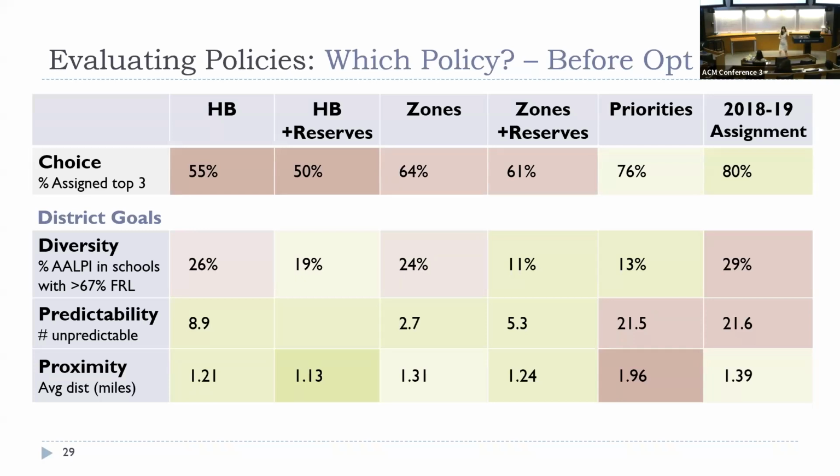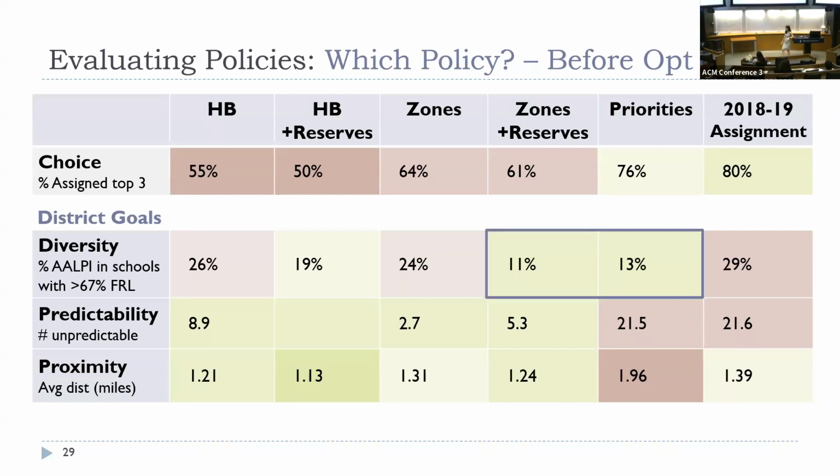Okay. So I want that to be low, right? I want that to be a low percentage of such students who are in these schools. The bottom row is proximity, the average distance from students to their assigned school in miles, bird's eye distance. And then the top row was not a district goal, but we still wanted to look at choice, right? How happy do we think families are going to be with their assigned schools?